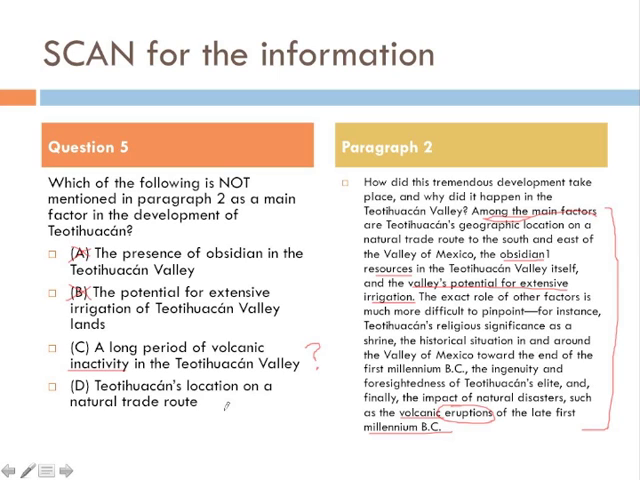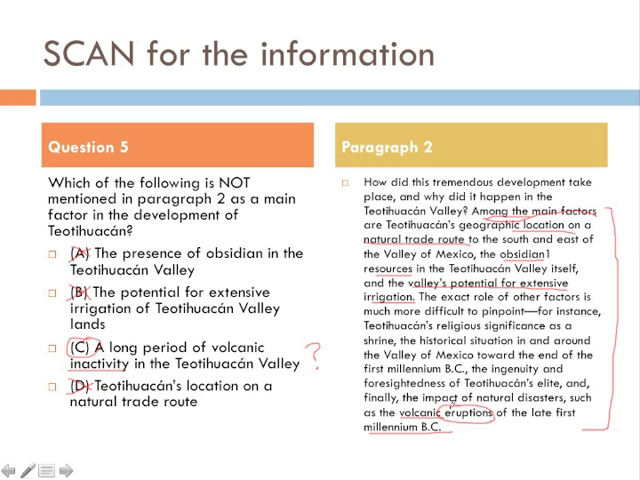Okay, the last answer choice mentions its location on a trade route. Well, back up to the top, when it mentions those main factors, it does mention its geographical location on a natural trade route to the south. That would seem pretty much to be the same as the wording in D. In this case, C does appear to be the correct answer.